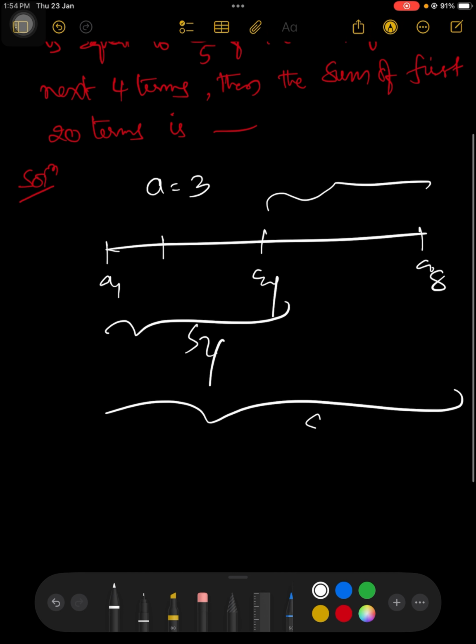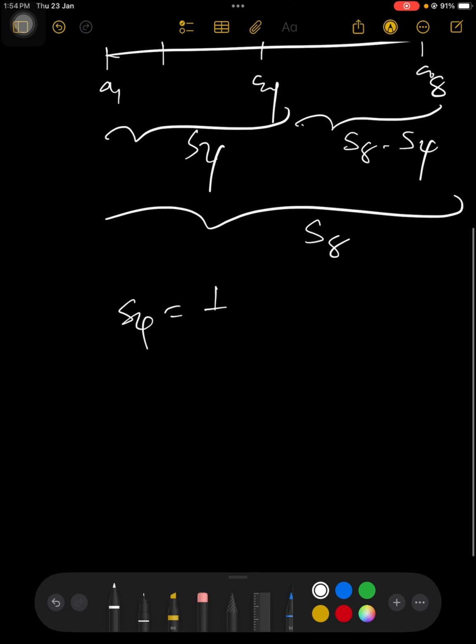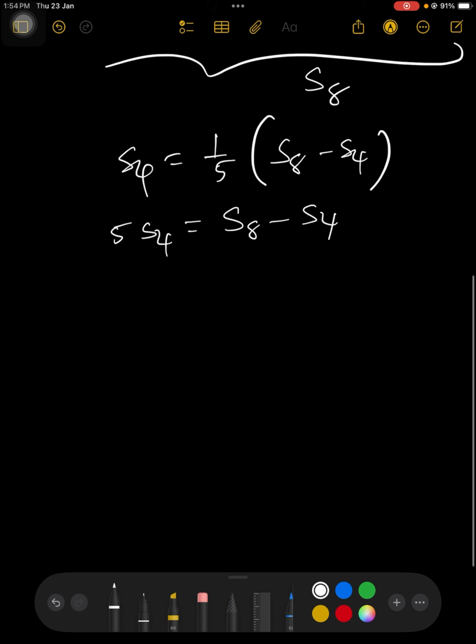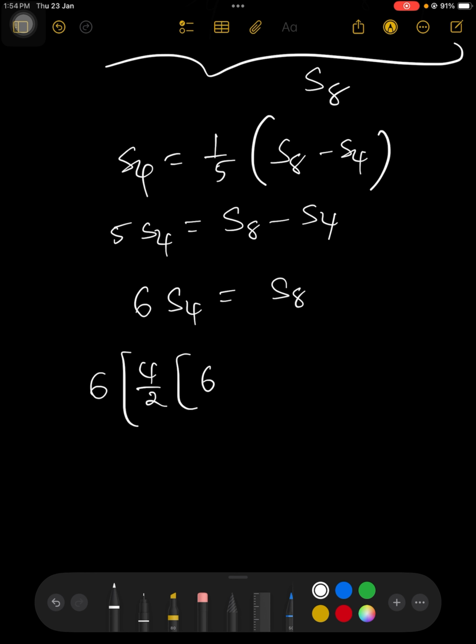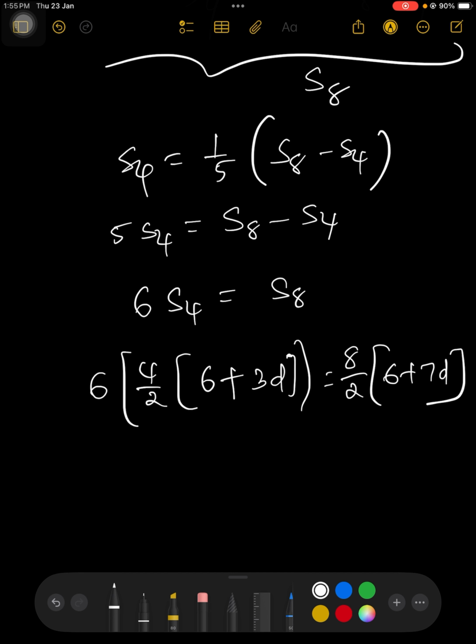So we can say that this is S8. If you want only the sum of the next 4 terms, then it is S8 minus S4. So sum of the first 4 terms is 1/5 of sum of the next 4 terms they mentioned. So that is 5 times S4 equal to S8 minus S4, and it is 6 S4 equal to S8. 6 into, now again sum of n terms formula, n by 2 times (2a plus (n minus 1)d), where a they given is 3, 3d, that is equal to 8 by 2 into (6 plus 7d). Right.